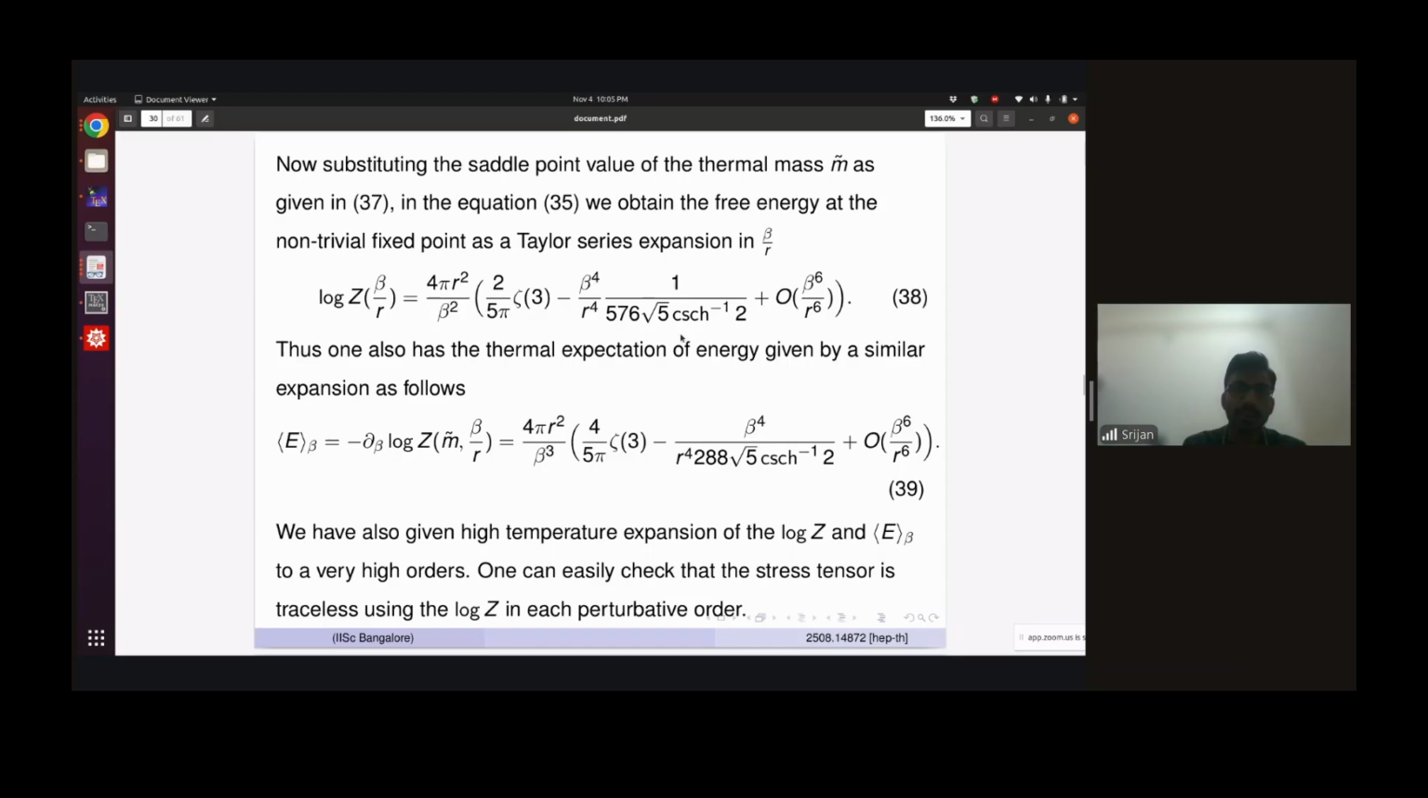So these are like finite size corrections. And also you can find the energy density and so on. One can also check that the stress tensor is traceless using this log z, in each perturbative order in beta by R. So that just confirms the conformality of this model.